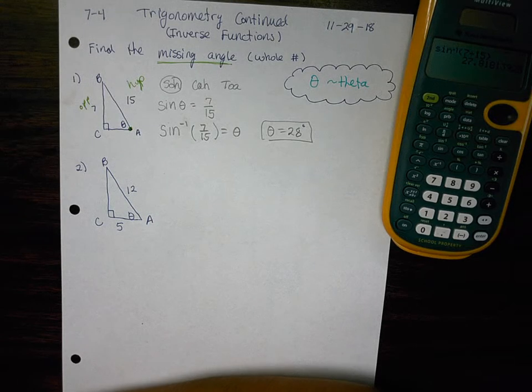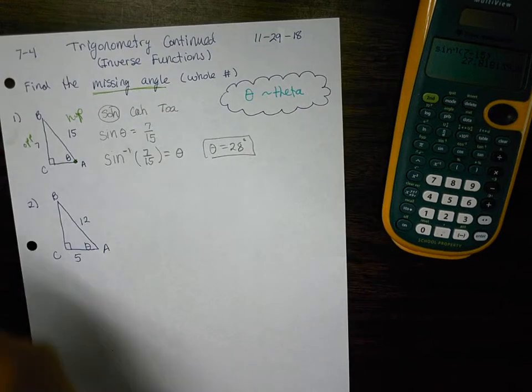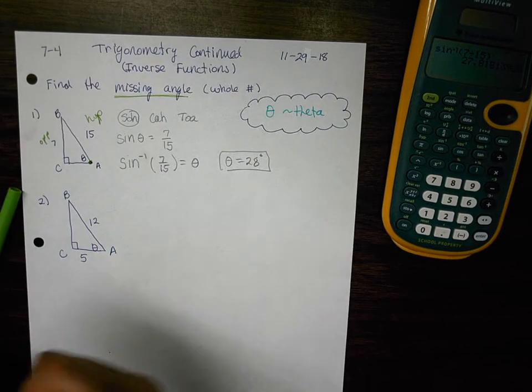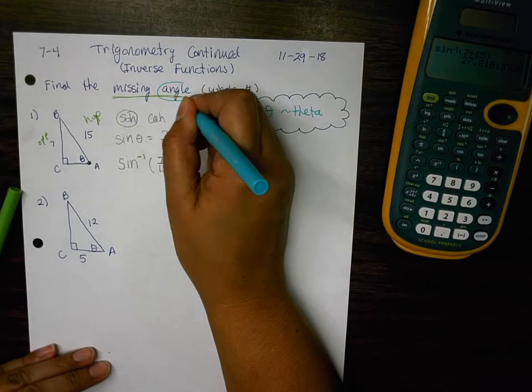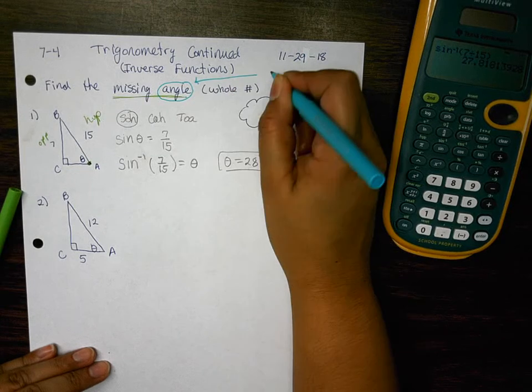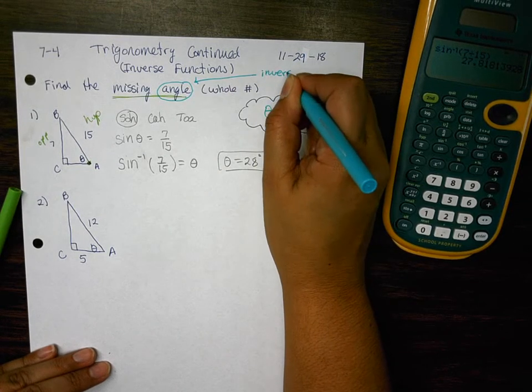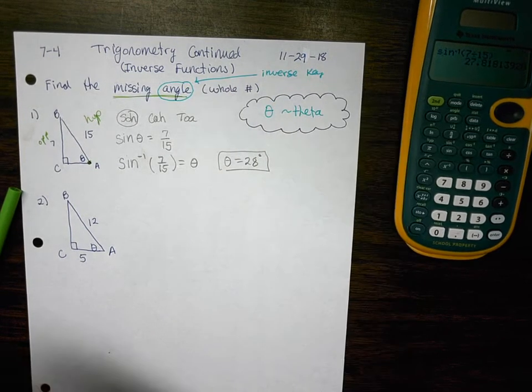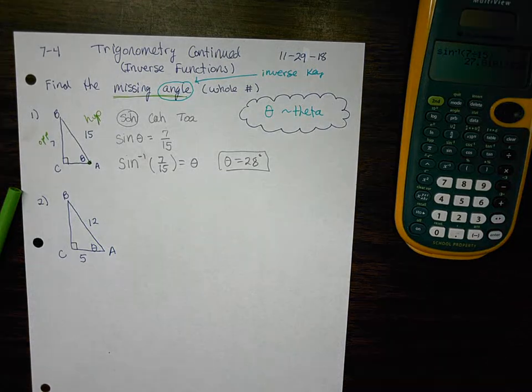You're taking the test and you get to this problem and it says find theta. First thing you ask yourself, am I looking for a side or an angle? Angle. Now I'm going to put a note up here. Whenever you're looking for the missing angle, you will always be using your inverse key.